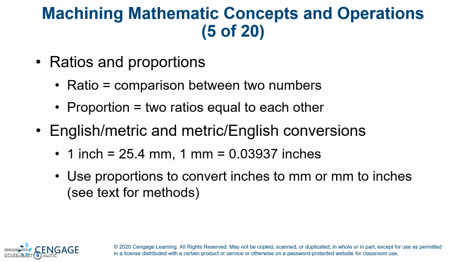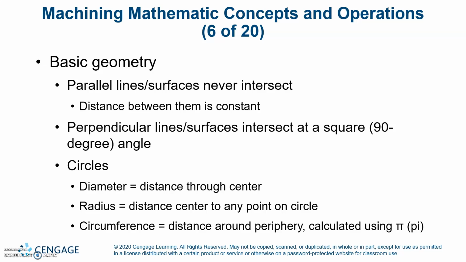Ratios and proportions. A ratio is a comparison between two numbers, and a proportion is two ratios equal to each other. English/metric and metric/English conversions: 1 inch equals 25.4 millimeters, and 1 millimeter equals 0.03937 inches. Use proportions to convert inches to millimeters or millimeters to inches. See text for methods.